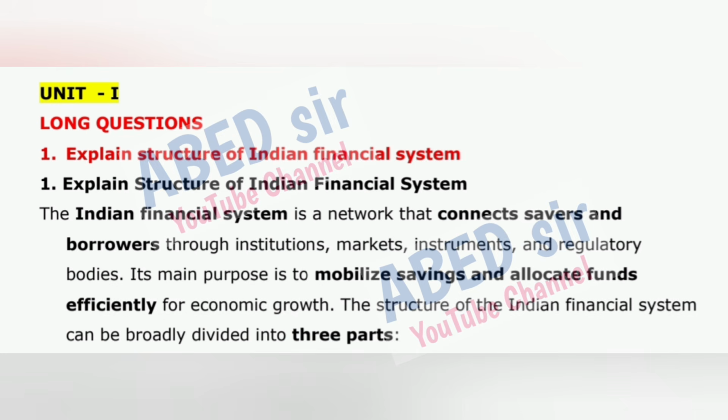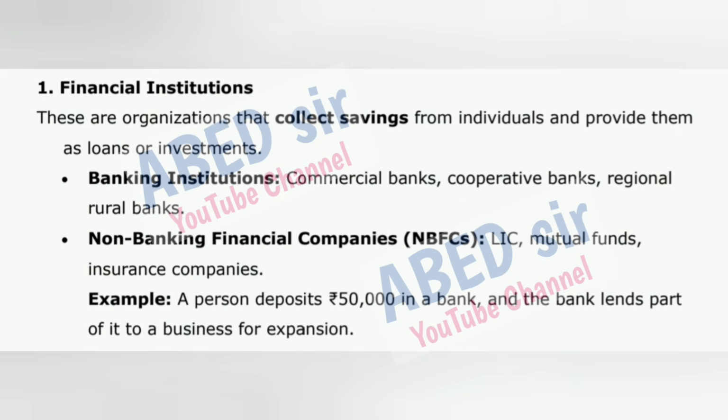Its main purpose is to mobilize savings and allocate funds efficiently for economic growth. The structure of the Indian financial system can be broadly divided into 3 parts. 1. Financial institutions. These are organizations that collect savings from individuals and provide them as loans or investments.